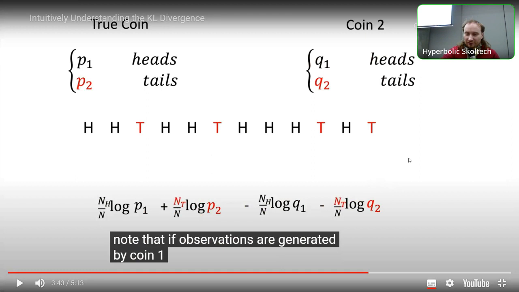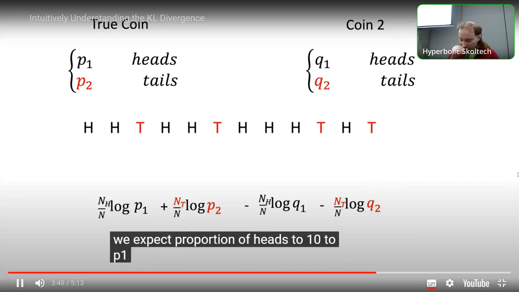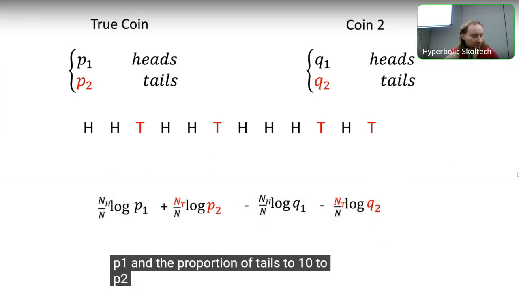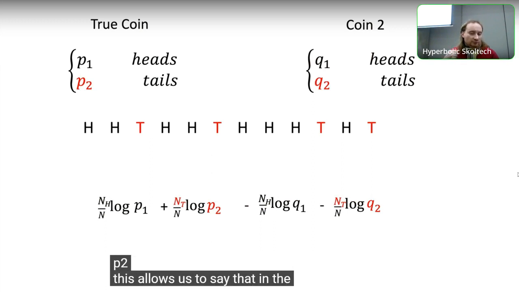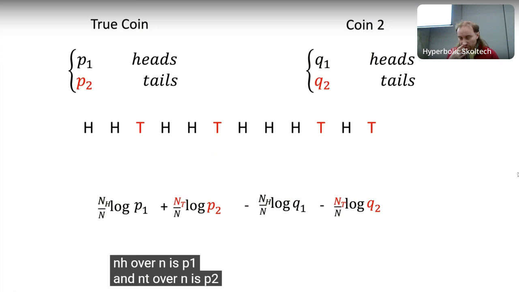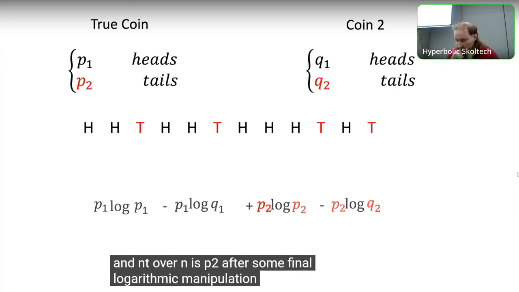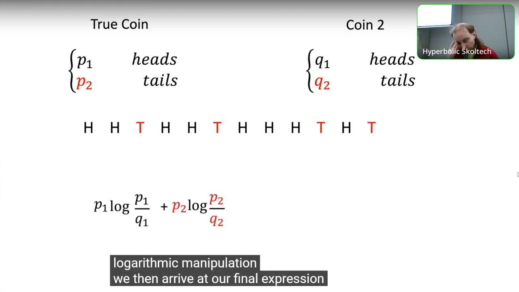There you can see the relation with entropy. As the number of observations goes to infinity, we expect a proportion of heads to tend to p1 and a proportion of tails to tend to p2. This allows us to say that in the limit, the count of heads over n is p1 and the count of tails over n is p2. After some final logarithmic manipulation, we then arrive at the final expression.